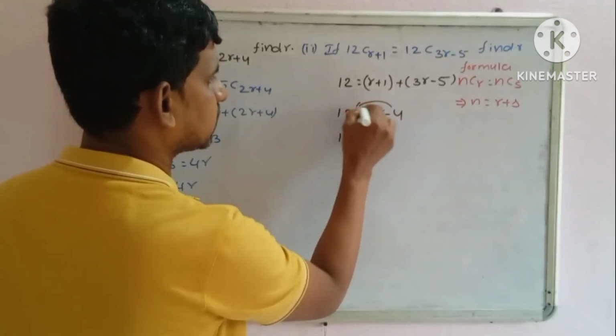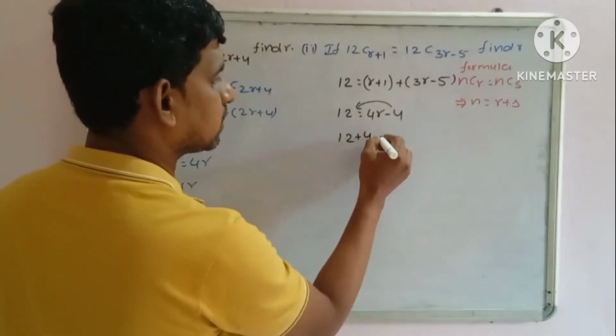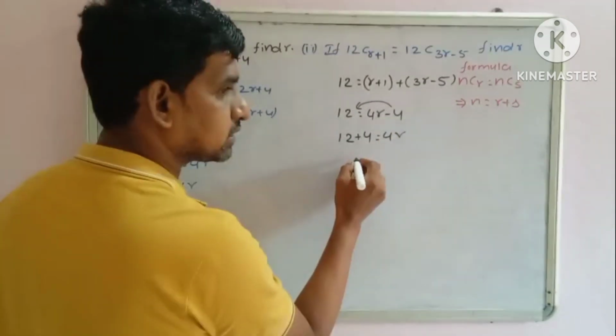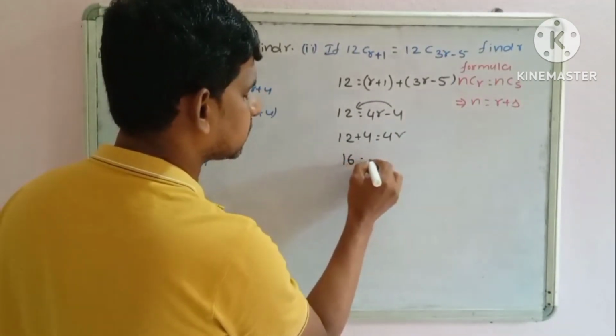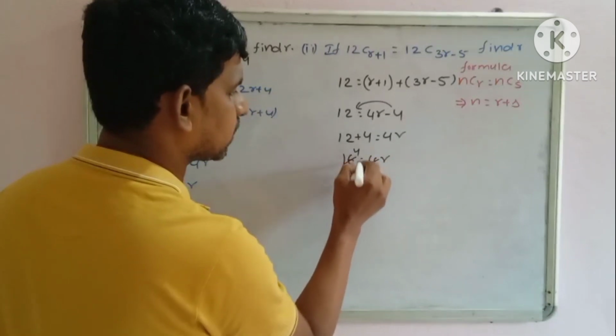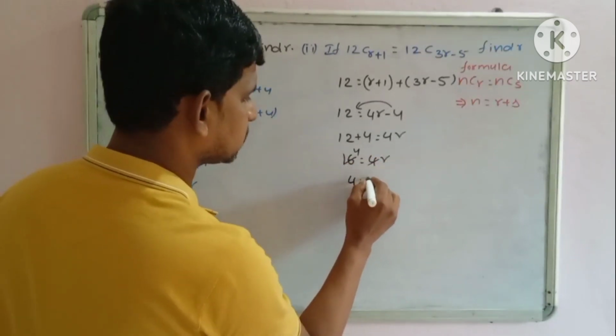12, minus 4 transposed to the left side, plus 4 equals 4r. So 12 plus 4 is 16. 16 equals 4r. So 4 how many times? 4 times. So 4 equals r.